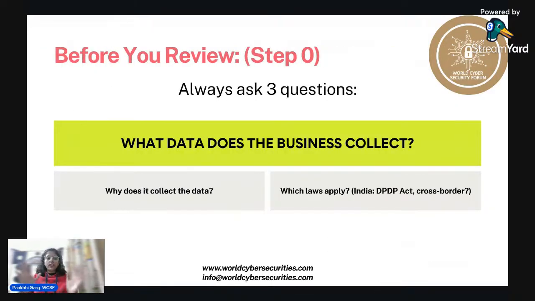So let's quickly walk through some of the steps. Step zero: always ask three primary questions. What data does the business actually collect? Why does it collect the data? And which law will be applicable? These are the three primary questions with which your review should start off: what data does the business collect, why they are collecting it, and what laws are applicable to them.